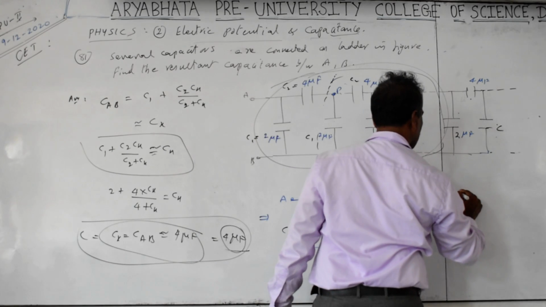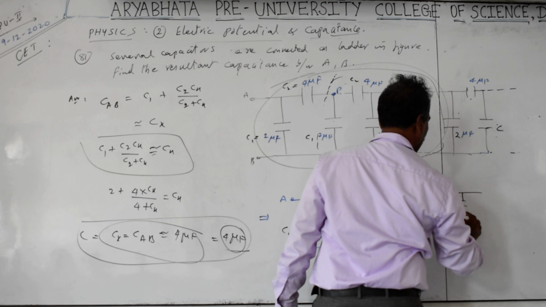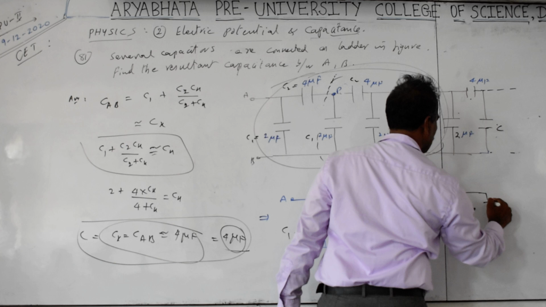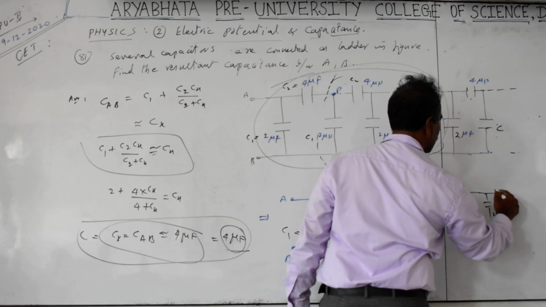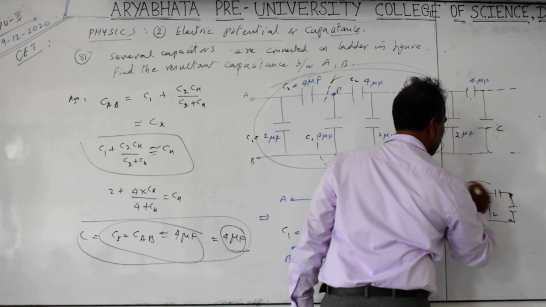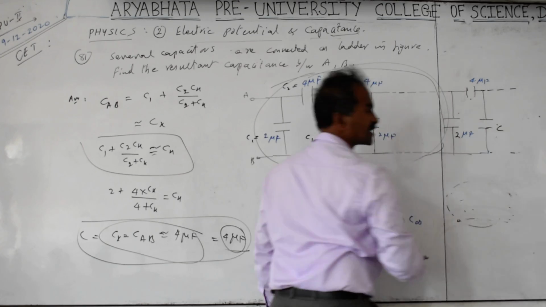That means this CX is CAB, which is nothing but equal to CX in parallel with this 2 and in series with the 4, and then this is nothing but equal to C resultant. You can find out again CAB equal to how much. The result will be the same as before.